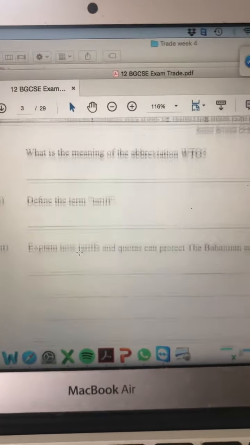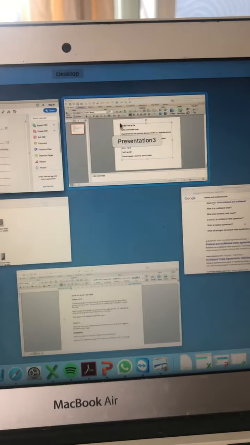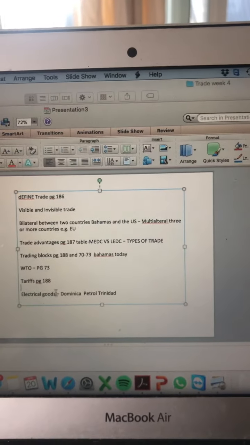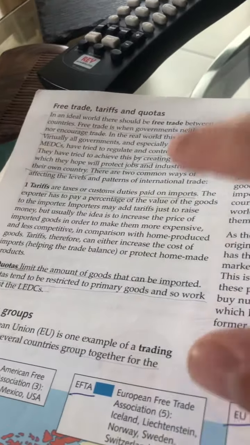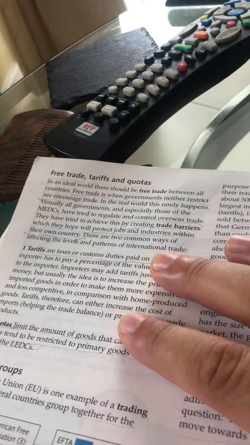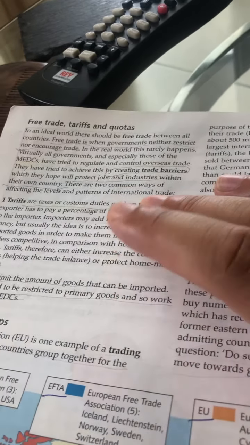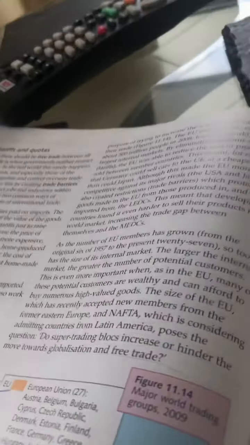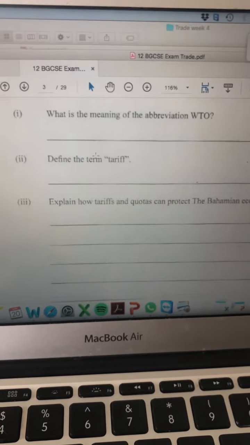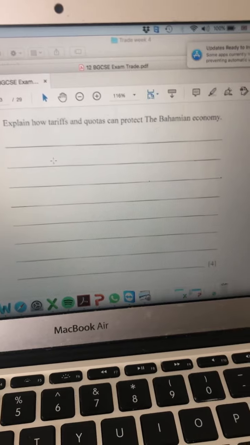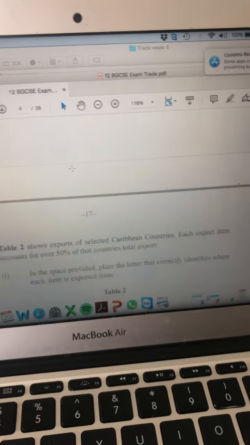Tariff, okay? Define the term tariff. And if you go on to page 188, for tariffs, here we've got a nice definition of tariffs, and it speaks about some of the benefits and the reasons why you would have a tariff, okay? So just highlight that in your book, and then using that, you will be able to define the term tariff and explain why tariffs and quotas can protect the Bahamian economy, okay?